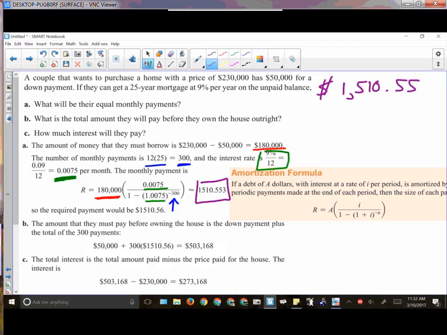Sometimes when they set your payment schedule up, they will have you pay an extra penny every 3 months or so, because they're not going to lose out on that 0.3 of a cent. They are not going to do that. But anyways, you'd be looking at $1,510 a month. Now, that takes care of A.